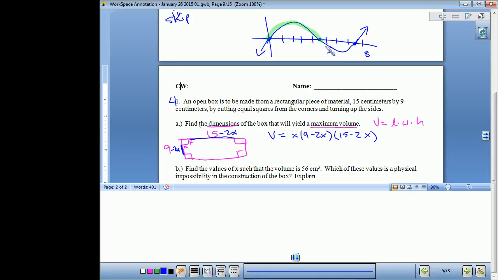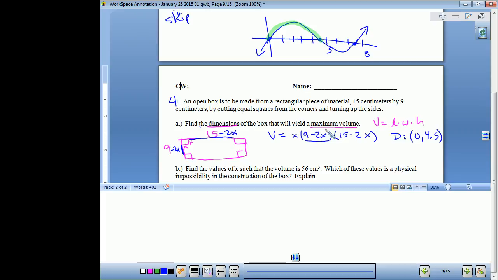Why would it not exist down here? Because it can't have a volume. Because that dimension would become negative. Can we have a negative dimension? No. So when we get problems like this, we have to think about a reasonable domain in context of the problem. For us, it's going to go from 0 to 4.5. It can't equal 0 because then we'd have no height. And it can't equal 4.5 because then we'd have no, whatever we call this, width.